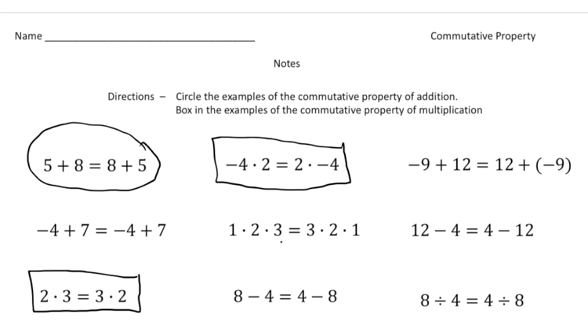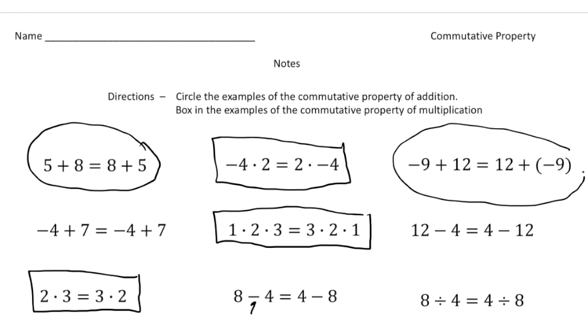Next one, 1 times 2 times 3 equals 3 times 2 times 1. Looks like the numbers moved around a little bit, so this is the commutative property of multiplication. Now here we have 8 minus 4 equals 4 minus 8. And notice the operation signs are subtraction, right? So that's going to be neither the commutative property of addition nor the commutative property of multiplication. All right, 3 more. -9 plus 12 equals 12 plus -9. And notice we're adding and the numbers switched around. So this is the commutative property of addition.